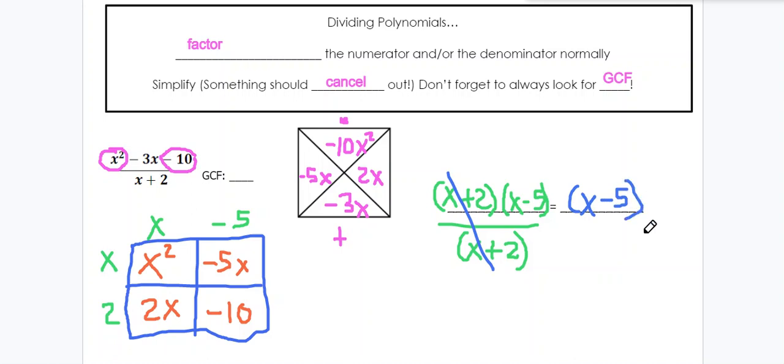So basically what you're doing is you're factoring it, and they gave you one factor. This is basically one factor of this polynomial. You're looking for the other factor. You're saying what times this will give me my original polynomial. Okay? Let's do another one.